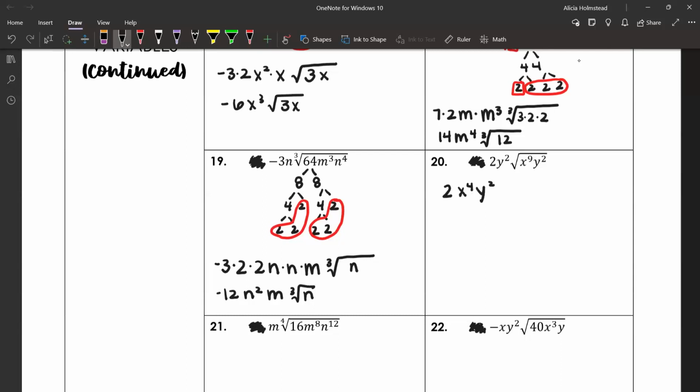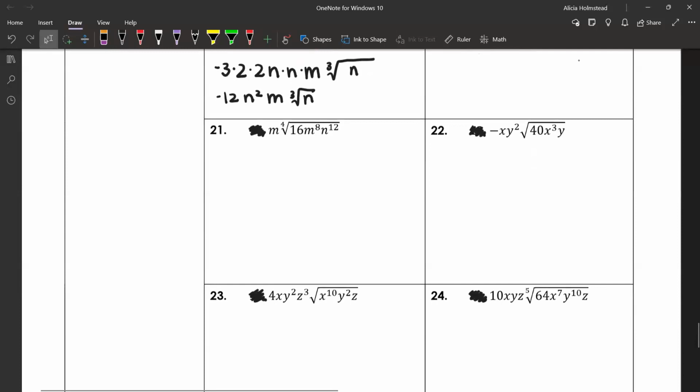And then again, we're looking for groups of 2, and we have 2 y's on the inside, that's one group of 2, so we can pull out 1 y with none left over. So left inside our square root, we have just the 1 x. So then if we simplify that, we get 2x to the 4th y cubed square root of x.